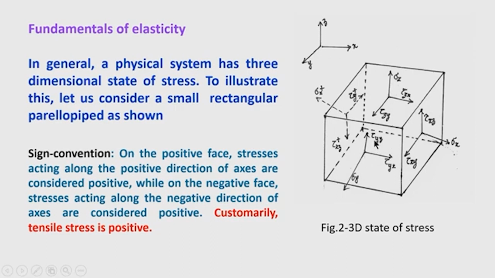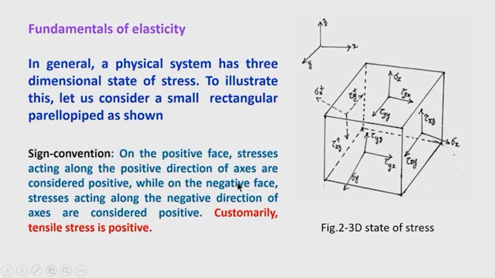So, the first subscript is written as y, and the second subscript z denotes the direction in which the stress acts. Similarly, here also you can see tau y x, because y is the direction of the normal and x is the direction in which the stress acts.